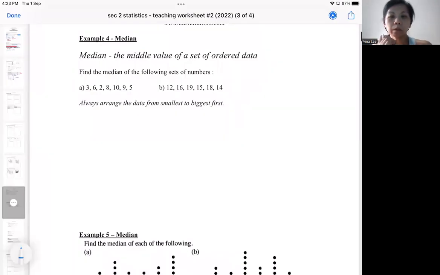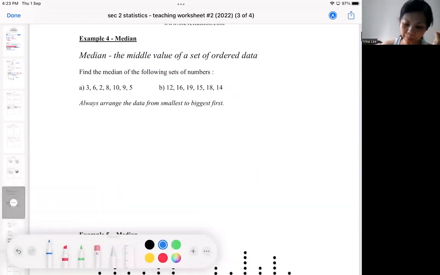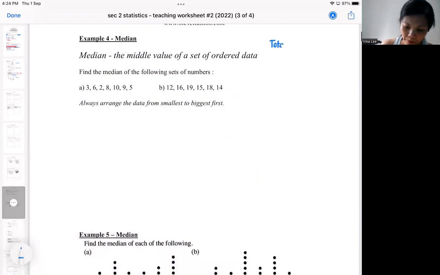So the next thing we're going to learn is on median. Median is one of the more difficult ones because you need to go to the middle value. You need to go to the middle value of a set of data. So the middle value is dependent on whether the total data is even. The total data can be even, or the total data can be odd.